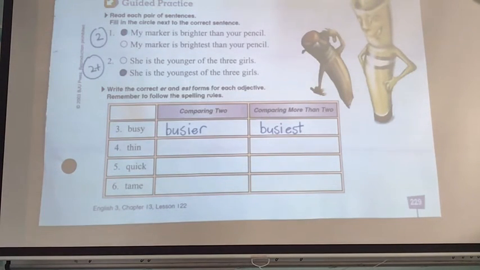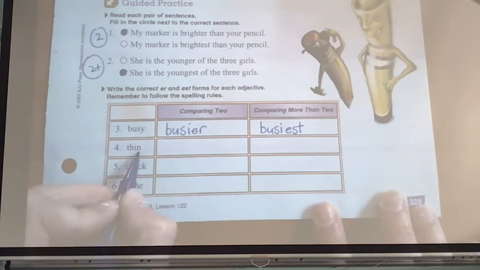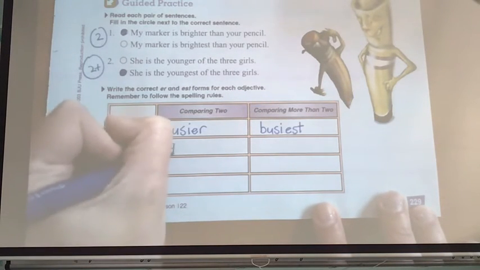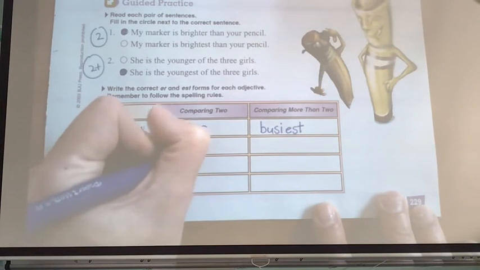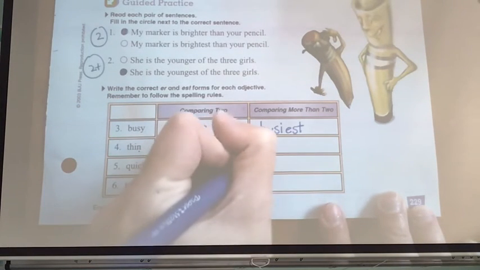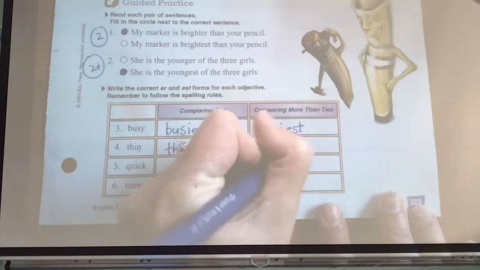All right, so I have busier, and then I'm going to do the same thing, B-U-S-I-E-S-T, busiest. All right, the next one is thin. This is one of those words. Thin is one syllable. My vowel is short. So I need to double my consonant at the end. So for two, it would be thinner. Comparing more than two would be thinnest.